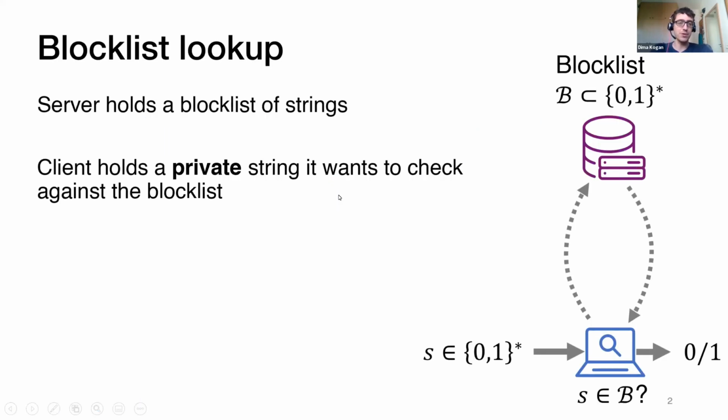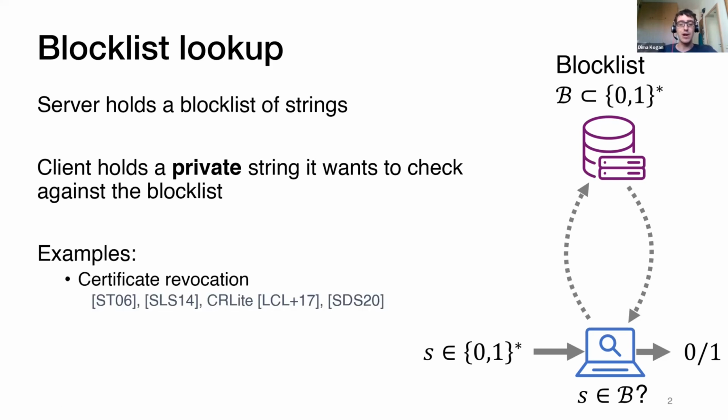So the problem that we're concerned with is blocklist lookups. The setting is that we have a server that holds some kind of blocklist of strings, and the client holds a string that it wants to check against the server-side blocklist. The key is that the client's string is private, and so the client doesn't want to reveal to the server which string it's checking.